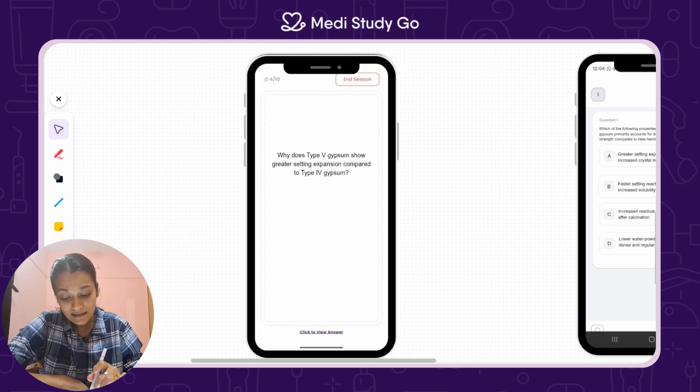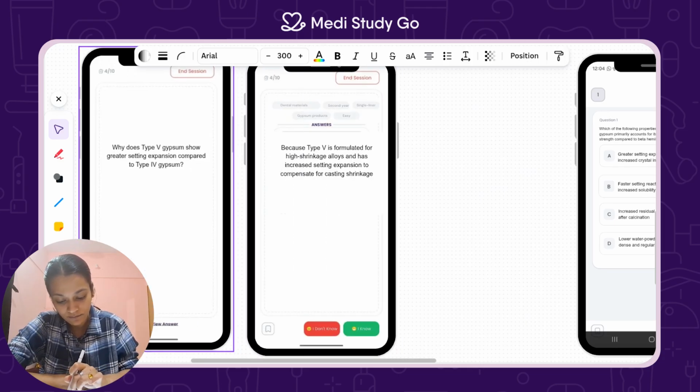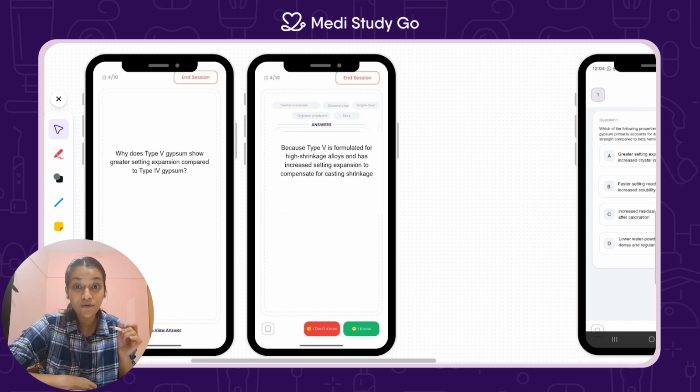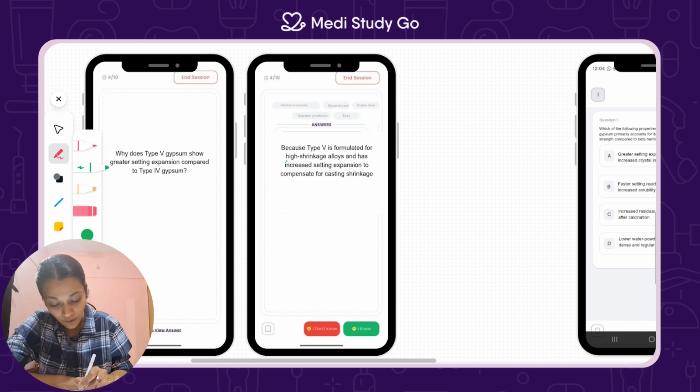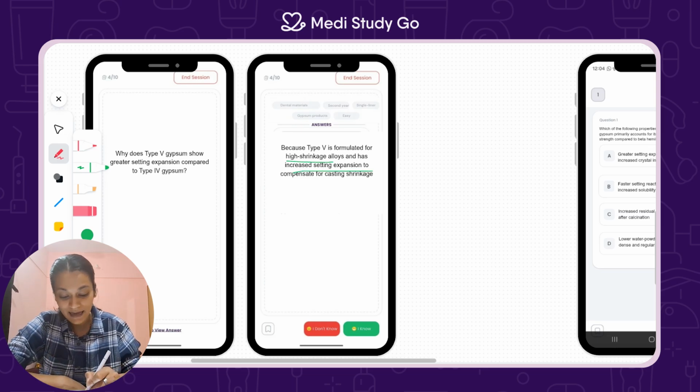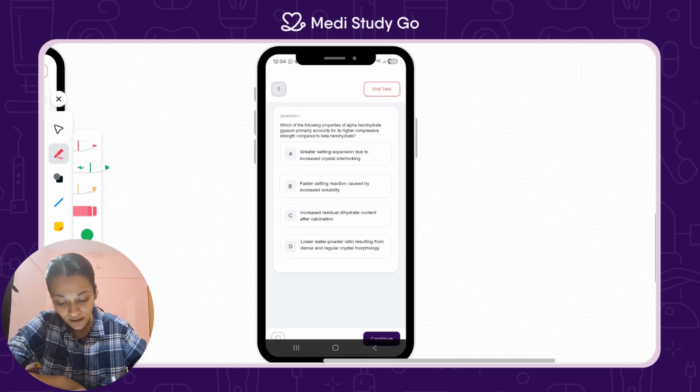So let's just quickly go and solve the flashcard. Why does type 5 gypsum show greater setting expansion when compared to type 4? Because it is formed to compensate for the high shrinkage alloy and increase setting expansion, as we just discussed. So I hope this is clear to you now.